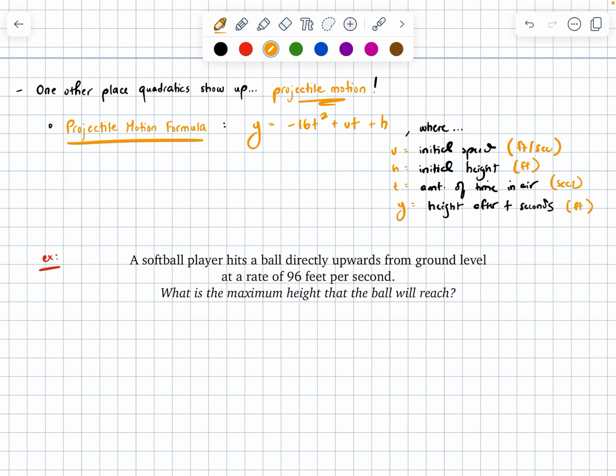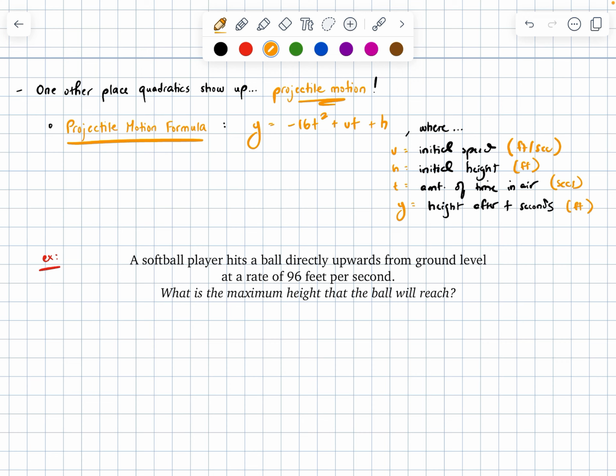Now that's all well and good. Let's try it in context and see if we can make some sense of how it works. A softball player hits a ball directly upwards from ground level at a rate of 96 feet per second. We want to know the maximum height that our ball will reach. So think creatively here. If I want the maximum height, what on the parabola am I really looking for?